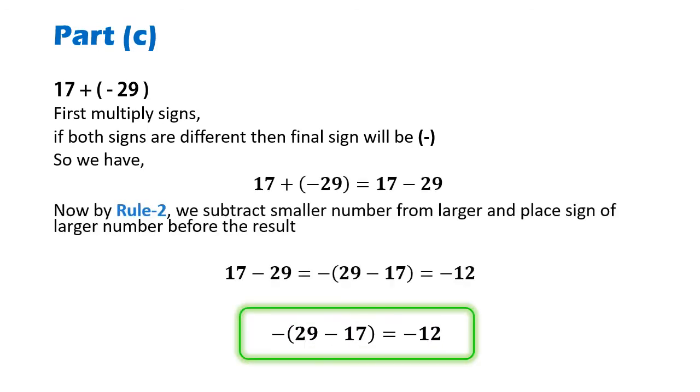Part C. 17 plus, -29. First multiply signs. If both signs are different, then final sign will be minus. So we have 17 plus, -29 equals 17, -29. Now by rule 2, we subtract smaller number from larger and place sign of larger number before the result, so 17, -29 equals -12. Therefore, 17 plus, -29 equals -12.